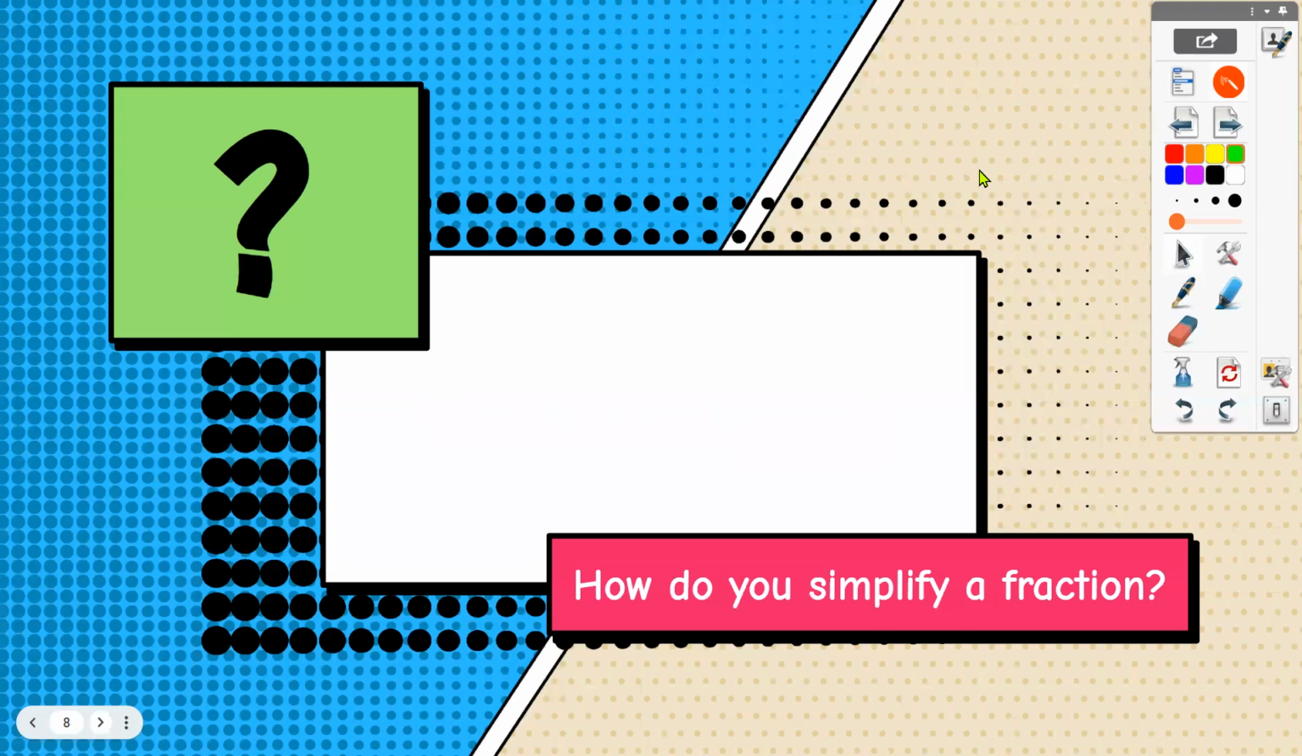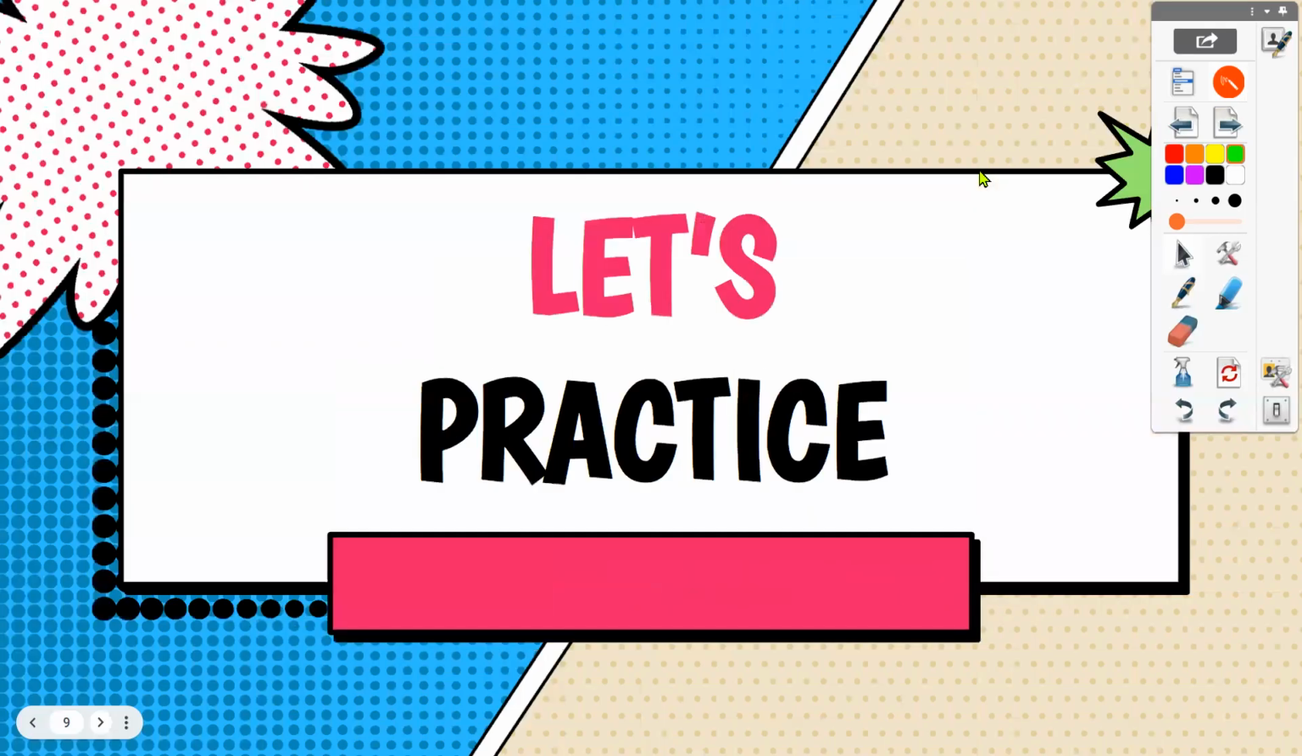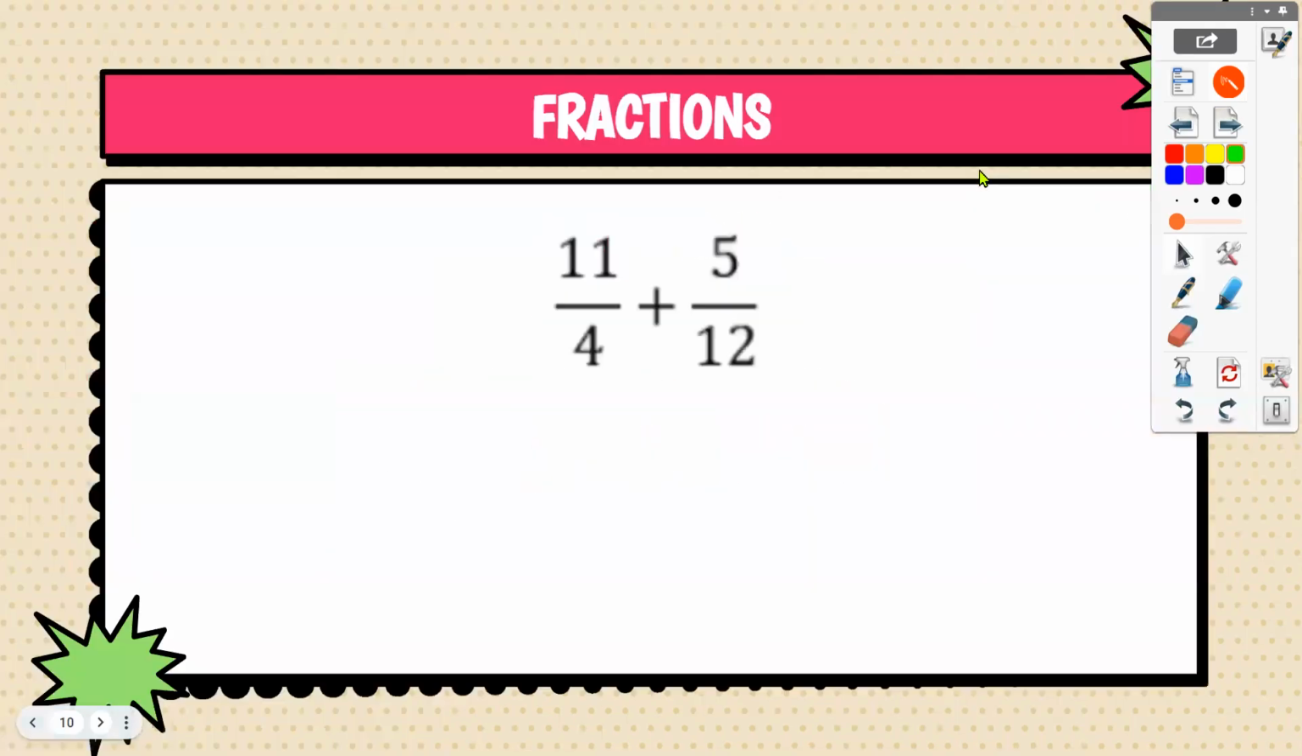How do you simplify a fraction? To simplify, we need to find the greatest common factor and divide it by the numerator and the denominator. Another way is we could do a factor tree, find the prime factorization, and simplify the numbers that they both have in common. So let's practice some.